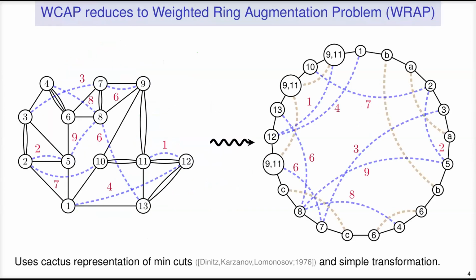The first observation is that weighted connectivity augmentation can be reduced to the ring case. So one can assume that the given graph, the black graph, is just one cycle. This can be obtained by using results on the representation of min cuts by cacti, and then by some simple transformation. This reduction is approximation preserving. So let's assume from now on that we're given a graph that is just a ring.